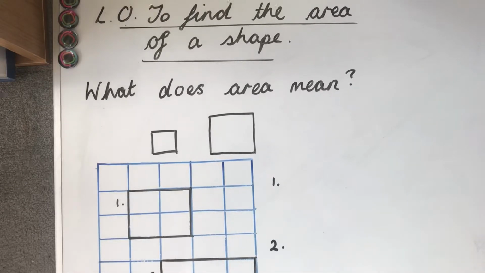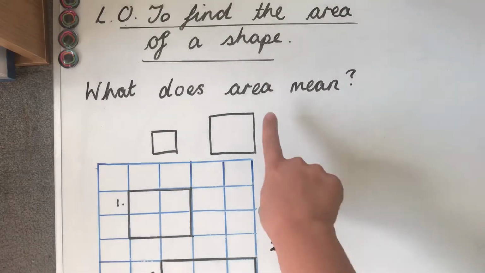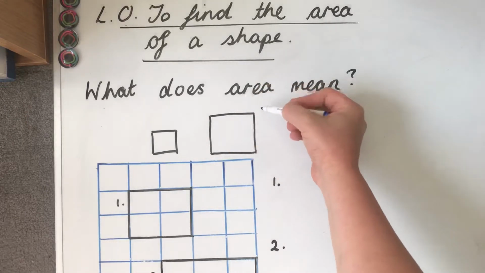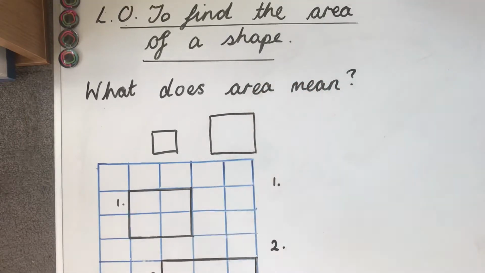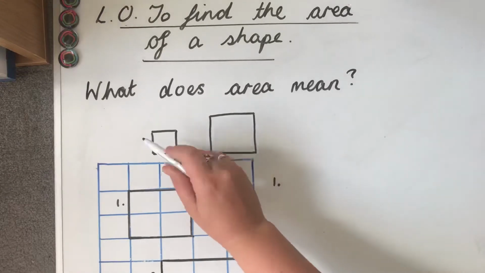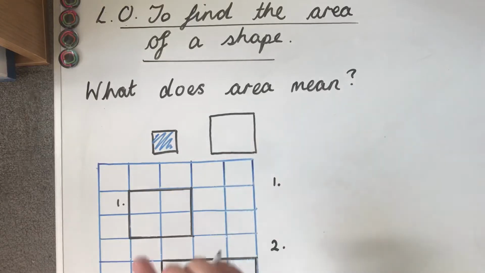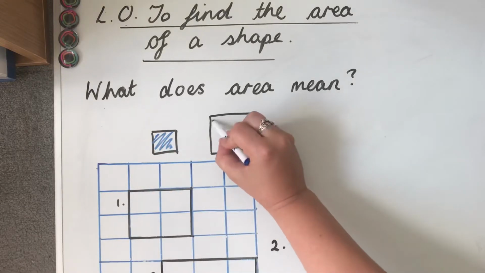So, one of our maths tasks this week is to find the area of a shape. Now, you might be wondering, what does the area mean? We did perimeter over the last few weeks. So last term you did perimeter, which is the distance around the shape. But the area is the amount of space taken up by the shape. Okay, so how much space is taken up by this shape?